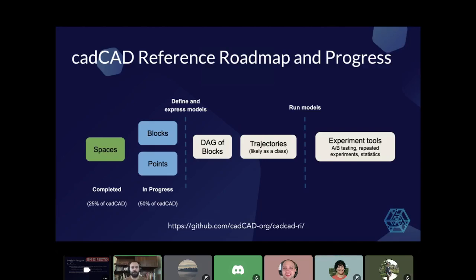So then after that, we'll get DAGs of blocks and trajectories, potentially as a class. This may have been updated since last time. And when you have that, you can run models. And then you have fully functional cadCAD. So that's, yeah, we're getting close. It's just really hard going because basically we're making Python do things Python is not originally designed to do.